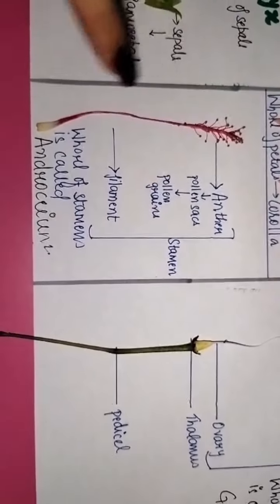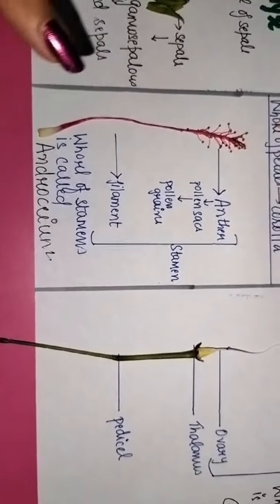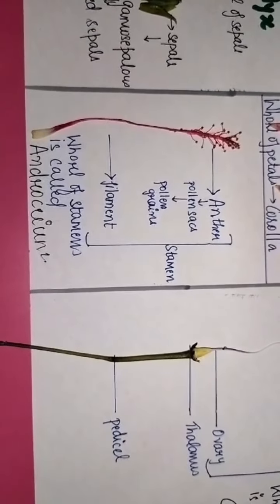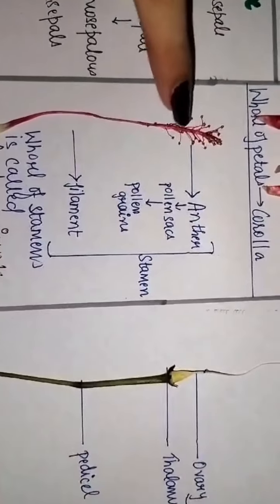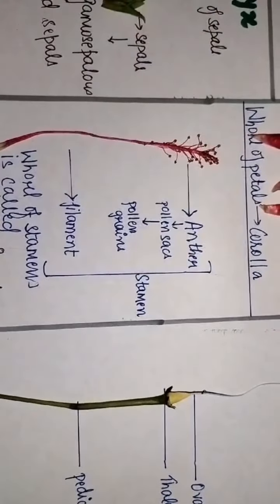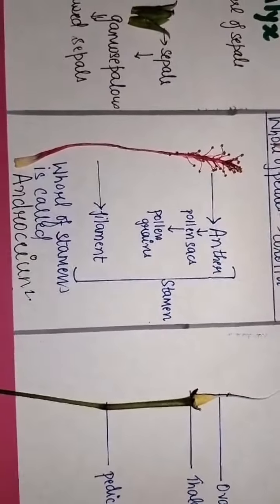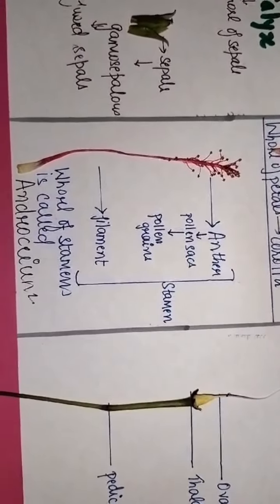Now what is in the male part of the plant? As we all know, hibiscus is bisexual. That means it contains both male and female parts inside it. Now see, this is the anther. Anther contains pollen sacs, and pollen sacs contain pollen grains when we see it in the microscope.